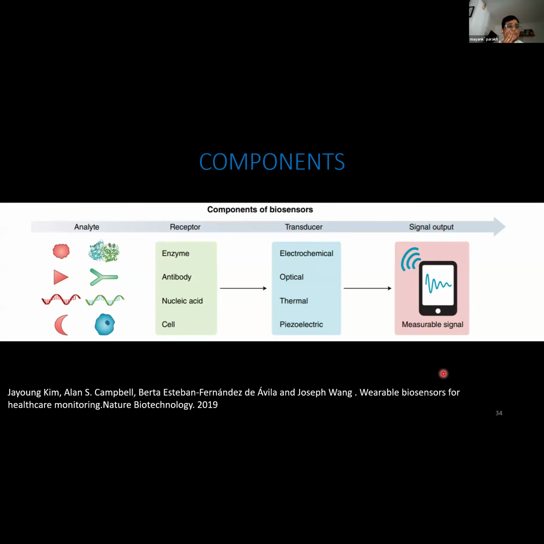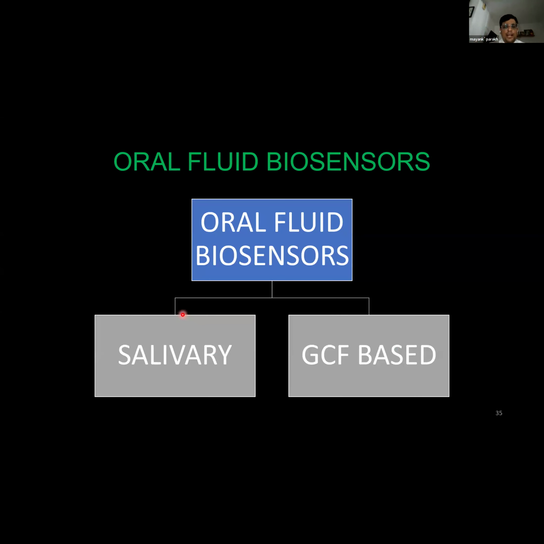So how does this work? The components of this are, first, an analyte. An analyte is basically anything like a tissue, a fragment of the DNA, or a part of the chromosome. These all can act as an analyte. And then there are receptors, which a transducer is going to attach to and transmit to a final measurable signal. These receptors can be enzymes, antibodies, nucleic acid. All of this can bond or attach to the analyte, and via the transducer give us a final signal or an output. So these oral fluid biosensors can either be salivary based or GCF based.